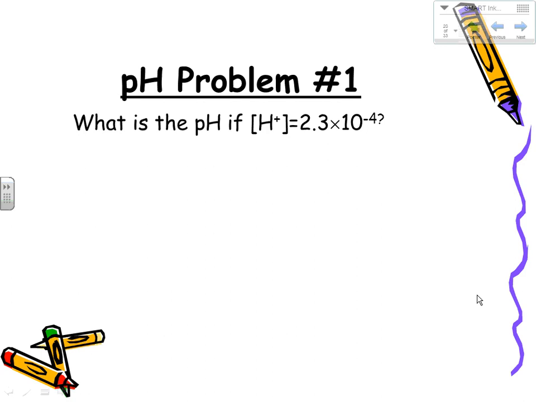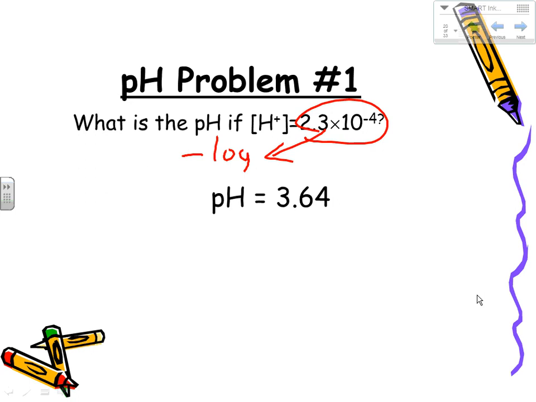So what is the pH if the H plus concentration is 2.3 times 10 to the negative fourth? Well, you need to remember that pH would be equal to the negative log of the H plus concentration. So most of you, if you've got a graphing style calculator, you hit the plus minus key, then you hit the log, and then you enter that value. And then hit equals, and it should give you 3.64.